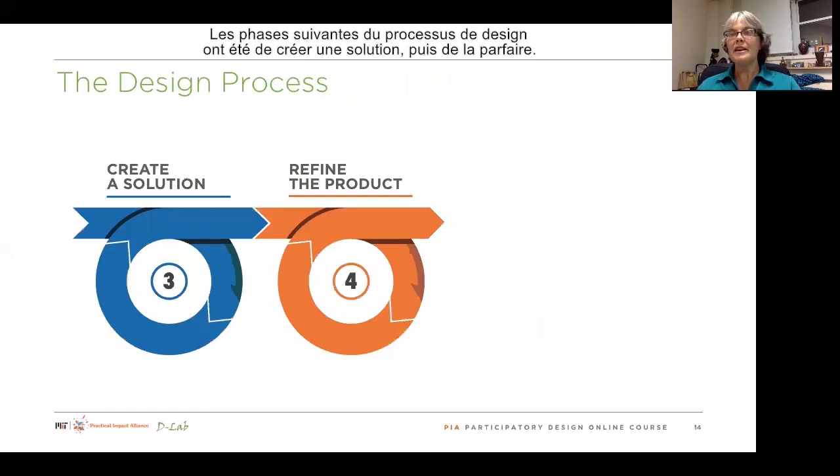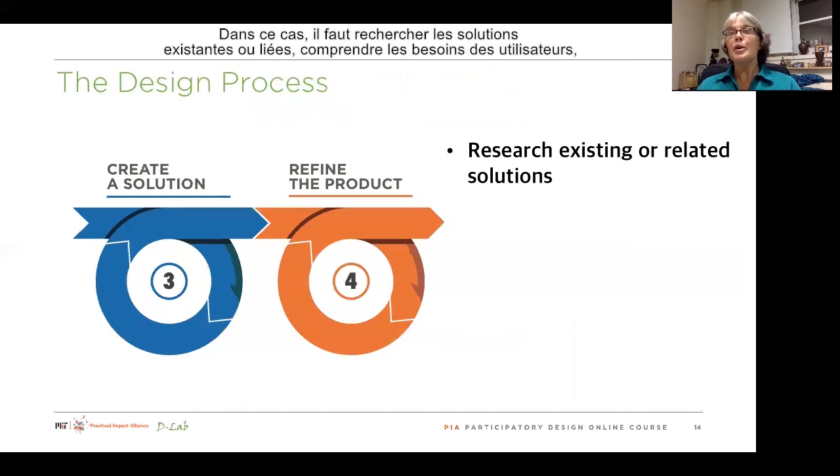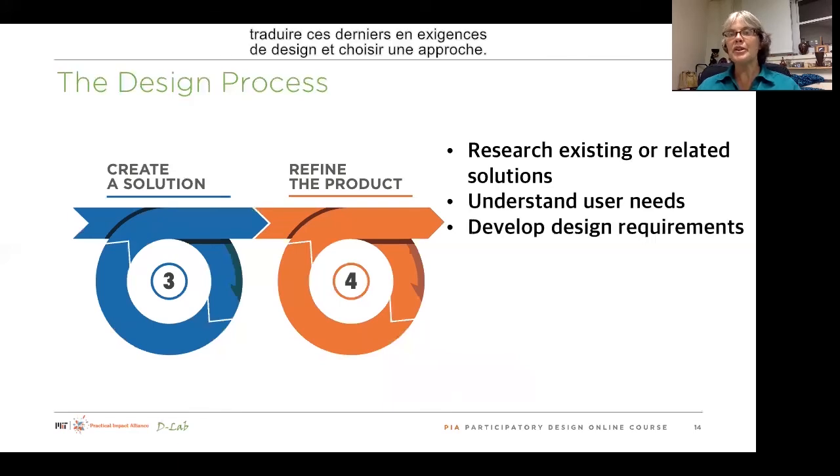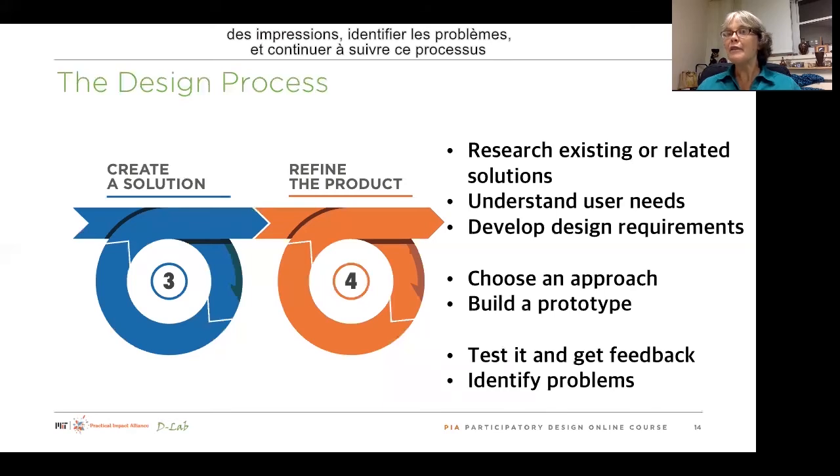The next phases of the design process are around creating a solution and then refining it. In this case, you want to research existing or related solutions, understand user needs, translate those user needs into design requirements, and then choose an approach. Once you have an approach, you would build a prototype and then test it and get feedback, identify problems, and then continue to go through this process and refine it until you end up with a viable product.